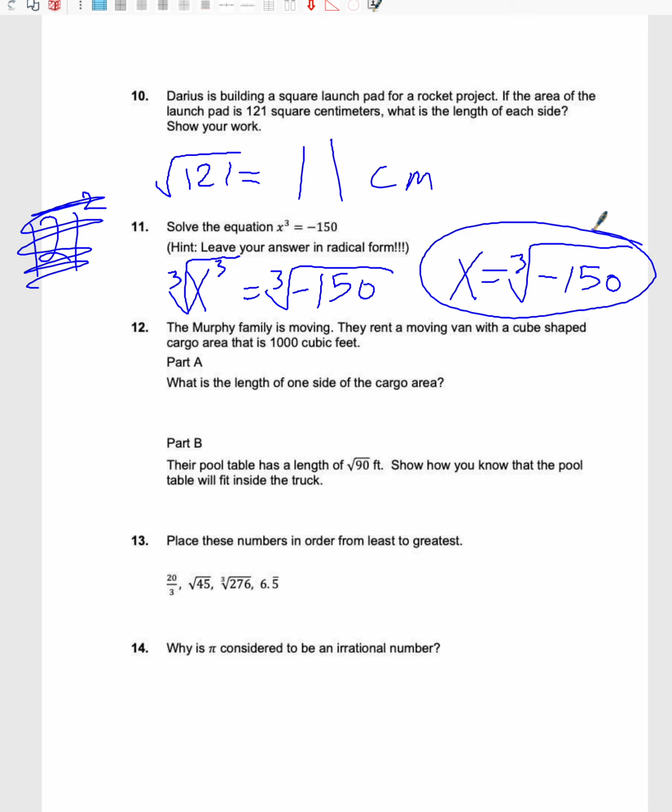Do not change that to a decimal. It will be counted wrong if you do that on this question.